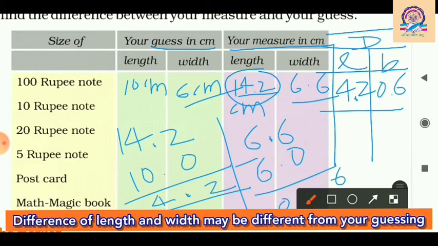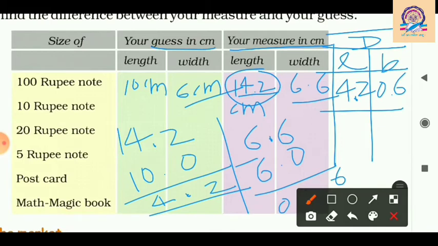If you want to know more about the subtraction of decimal numbers, you can watch the previous video. The link I will give you in the description box. There you can clarify your doubts about how to subtract the decimal numbers.